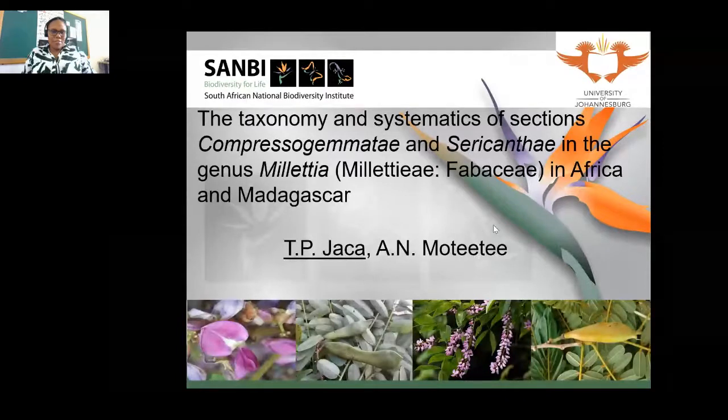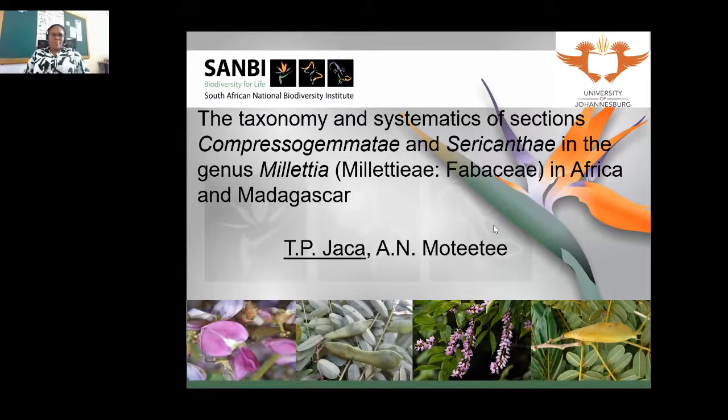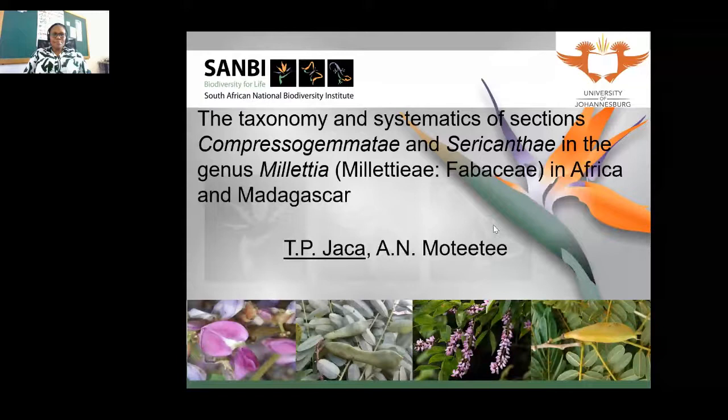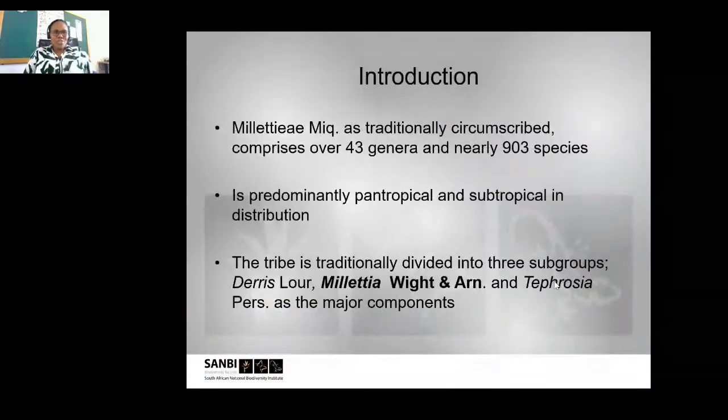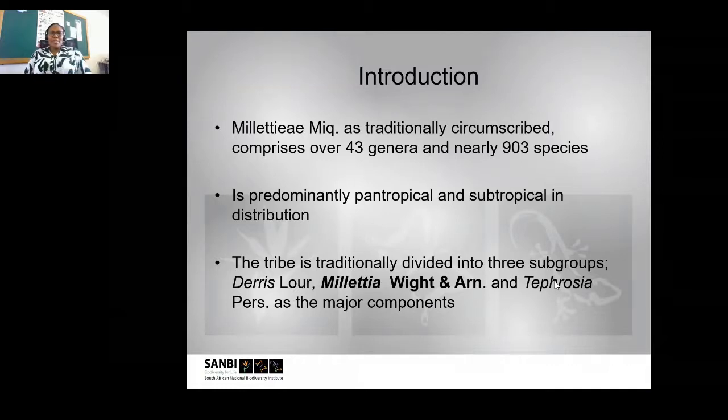Good afternoon, everyone, and thank you. The taxonomy and systematics of the African Millettia. All right. So the tribe Millettieae, as traditionally circumscribed, comprises over 43 genera and more than 900 species. It is predominantly pantropical and subtropical in distribution. The tribe is traditionally divided into three subgroups: the Deris, Millettia, and Tephrosia, which is the major component.